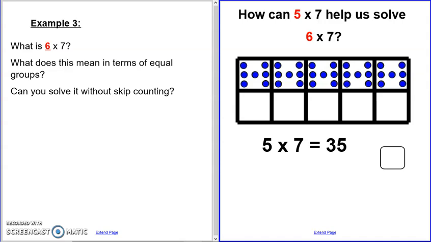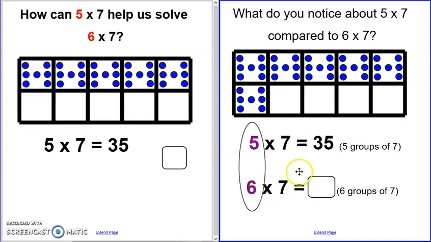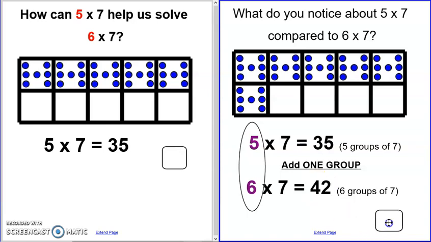All right, welcome back. If you said add a group, you are correct. So you notice here, here's my 5 groups of 7. Here's what 6 groups of 7 look like. So I added one more group. So when I go to actually solve this, I know 5 times 7 is 35. That gives me the top row. But I have one more group on the bottom row. So I needed to add 7 more dots. So 6 times 7 is 35 plus 7 more, which is 42.